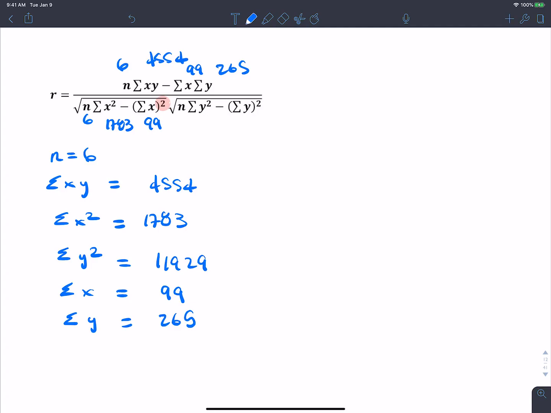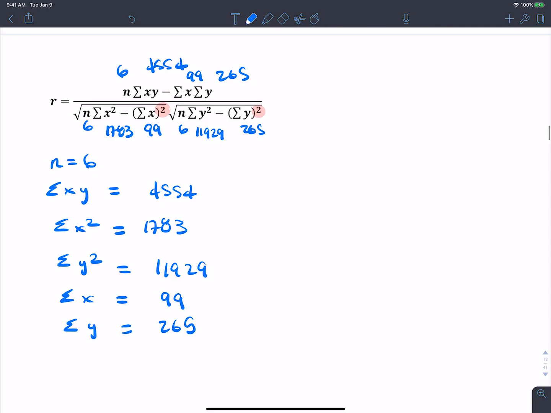Now n here is going to be 6. Sum y squared is going to be 11,929. Sum y is 265, and don't forget, we have to square that one too. So as you guys know, what I do is I put the numbers next to that, and then I'm going to write it down here.